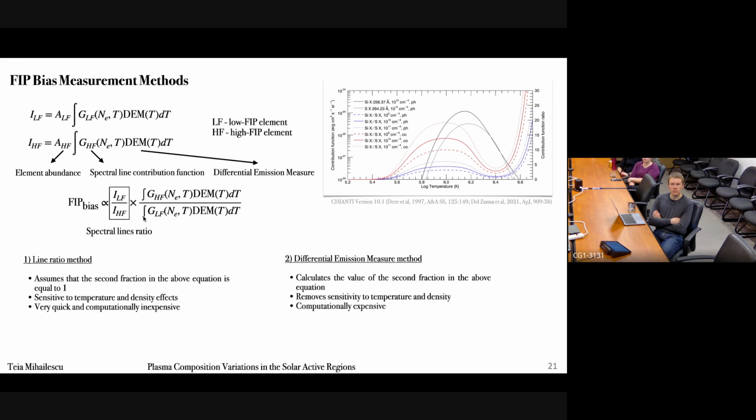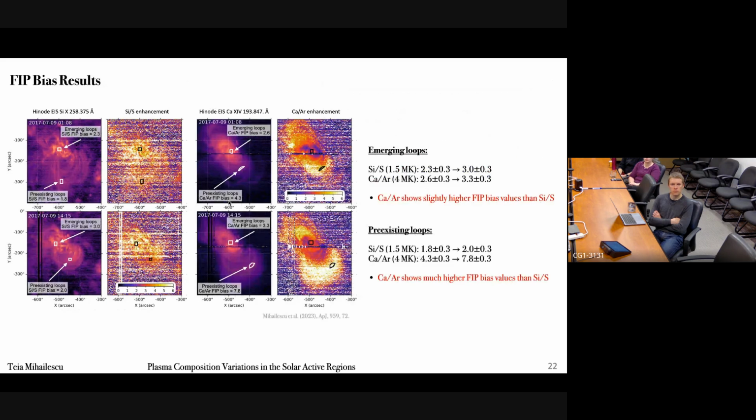The second method is to actually compute the differential emission measure, and calculate the term on the right, which removes the sensitivity to temperature and density, but it is computationally expensive. So we only did it in a few key locations. So these are the results that we are getting.